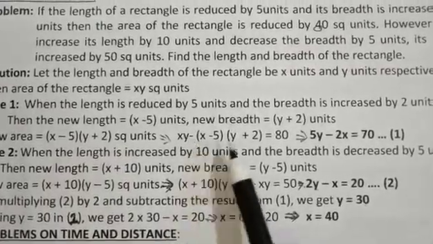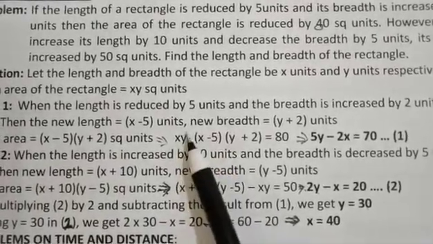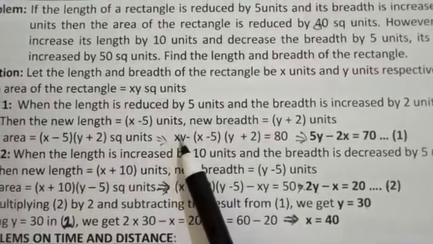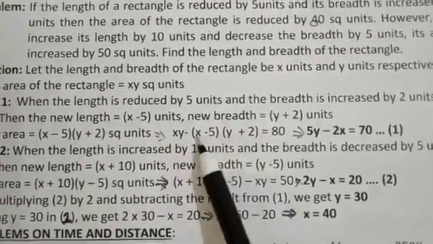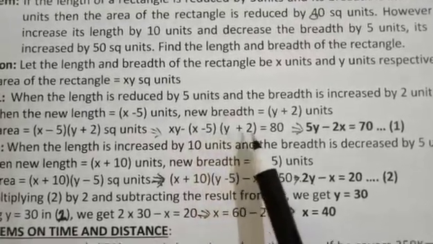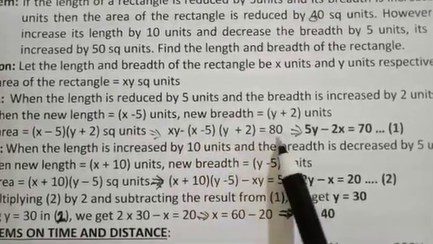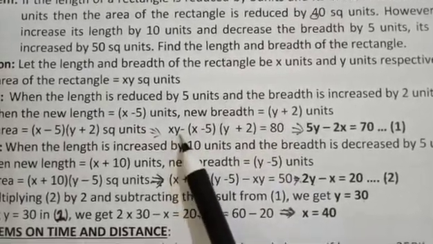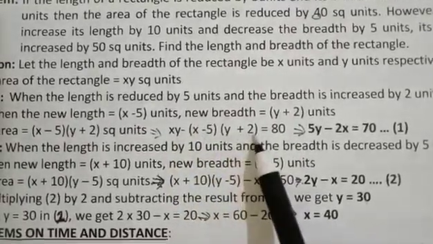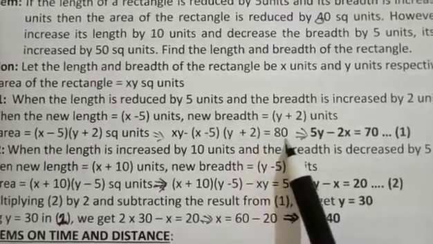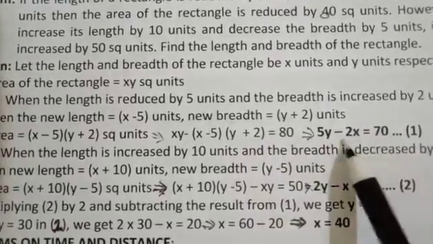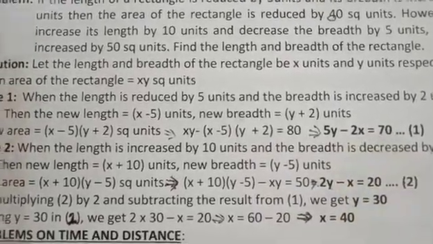Now for the equation part, this is the original area, that is xy, which is more than the new area, that is (x minus 5) into (y plus 2), by 80. So the equation is xy minus (x minus 5) into (y plus 2) equal to 80, which on further solving will give me the first equation, 5y minus 2x is equal to 70.